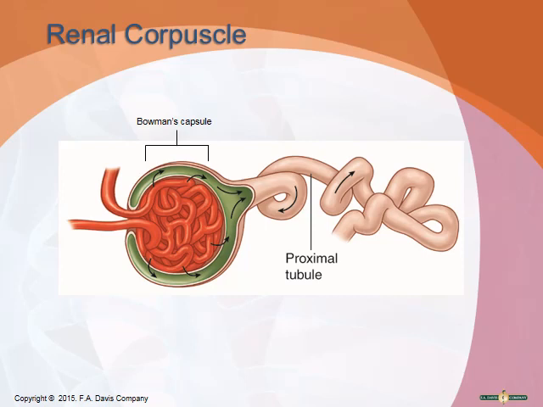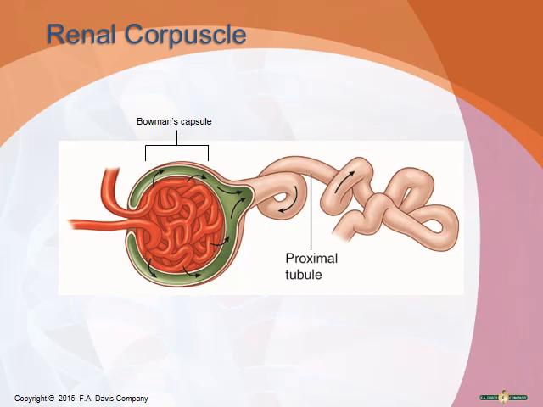What happens as blood is coming in through the afferent arteriole, the pressure in there is greater and pushes things through the walls of the capillary directly into the capsule. And if you look at the capsule, that's continuous with the tubule. So blood comes through the afferent to the glomerulus. Pressure pushes things through into the capsule, into the tubule.